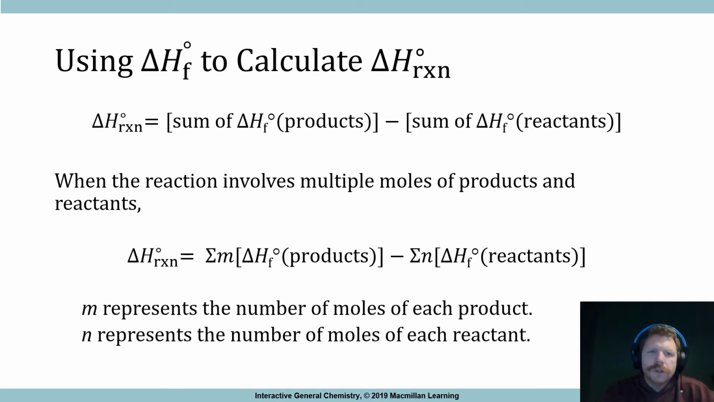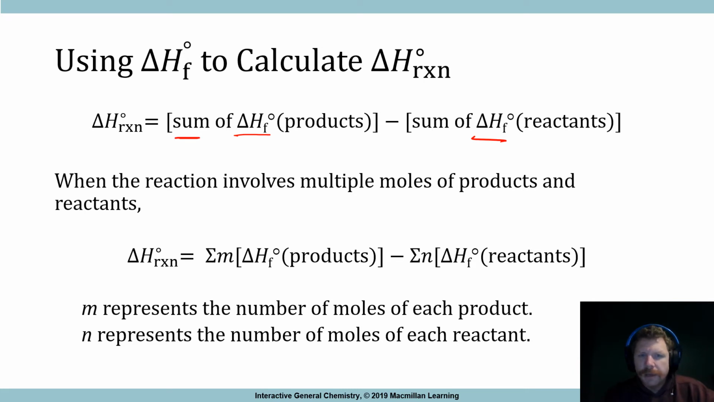This right here shows us, when using delta H naught F to calculate our delta H reaction, our delta H reaction is equal to the sum of the heats of formation of our products minus the sum of the heats of formation of our reactants. People simply characterize this as products minus reactants.